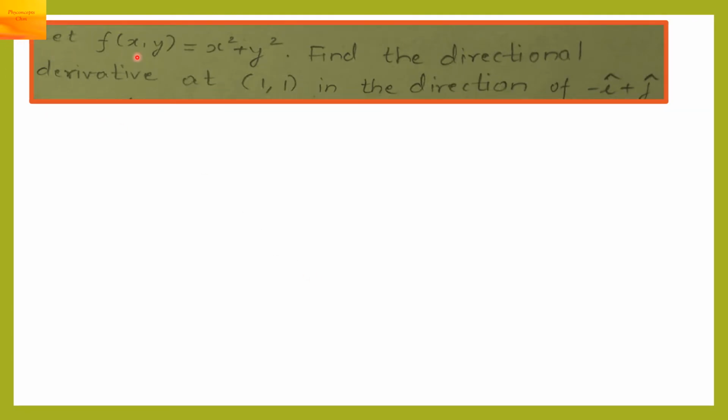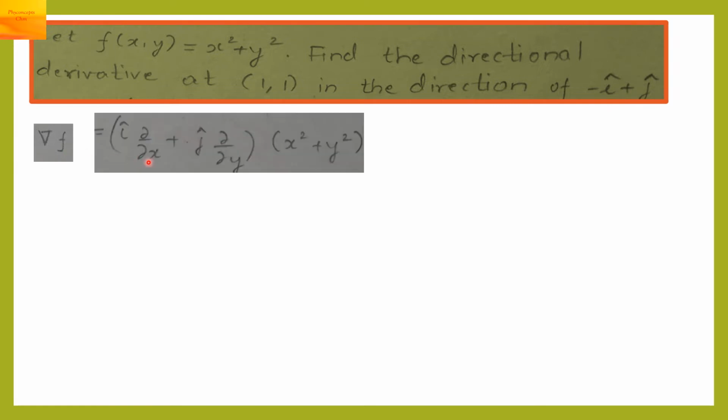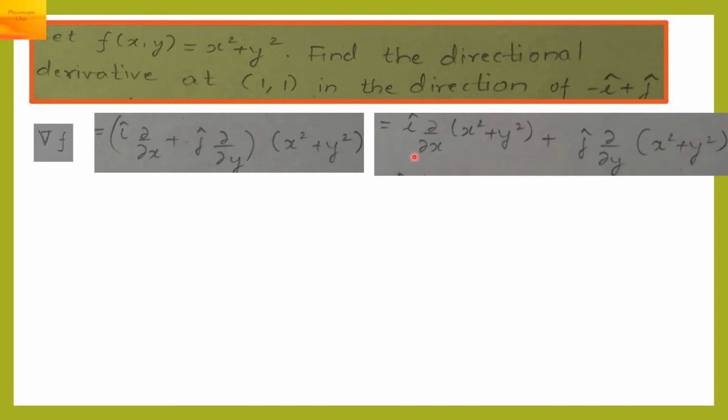Next problem: let f of x, y is equal to x squared plus y squared. Find the directional derivative at (1, 1) in the direction of minus i cap plus j cap. So again, first we'll find the gradient of the function f. We'll substitute the del operator, i cap ∂/∂x plus j cap ∂/∂y, and the function f is x squared plus y squared. Now we open up the brackets: i cap ∂/∂x of x squared plus y squared plus j cap ∂/∂y of x squared plus y squared.